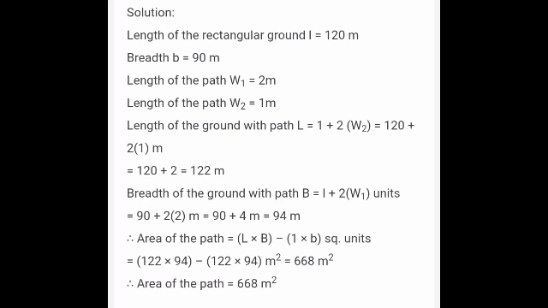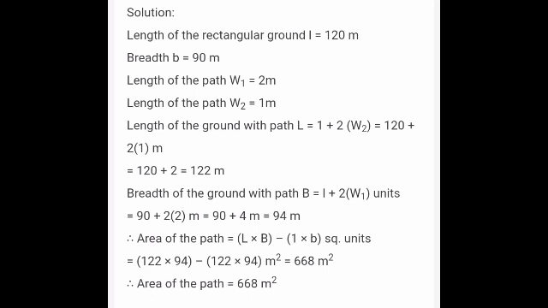See, length of the ground with path means length plus 2 times width. W2 means what here? 1. Therefore, the L value is 120. 120 plus 2 times W2, 2 times 1 equal to 2. So what is the sum? 120 plus 2 equal to 122 meter.